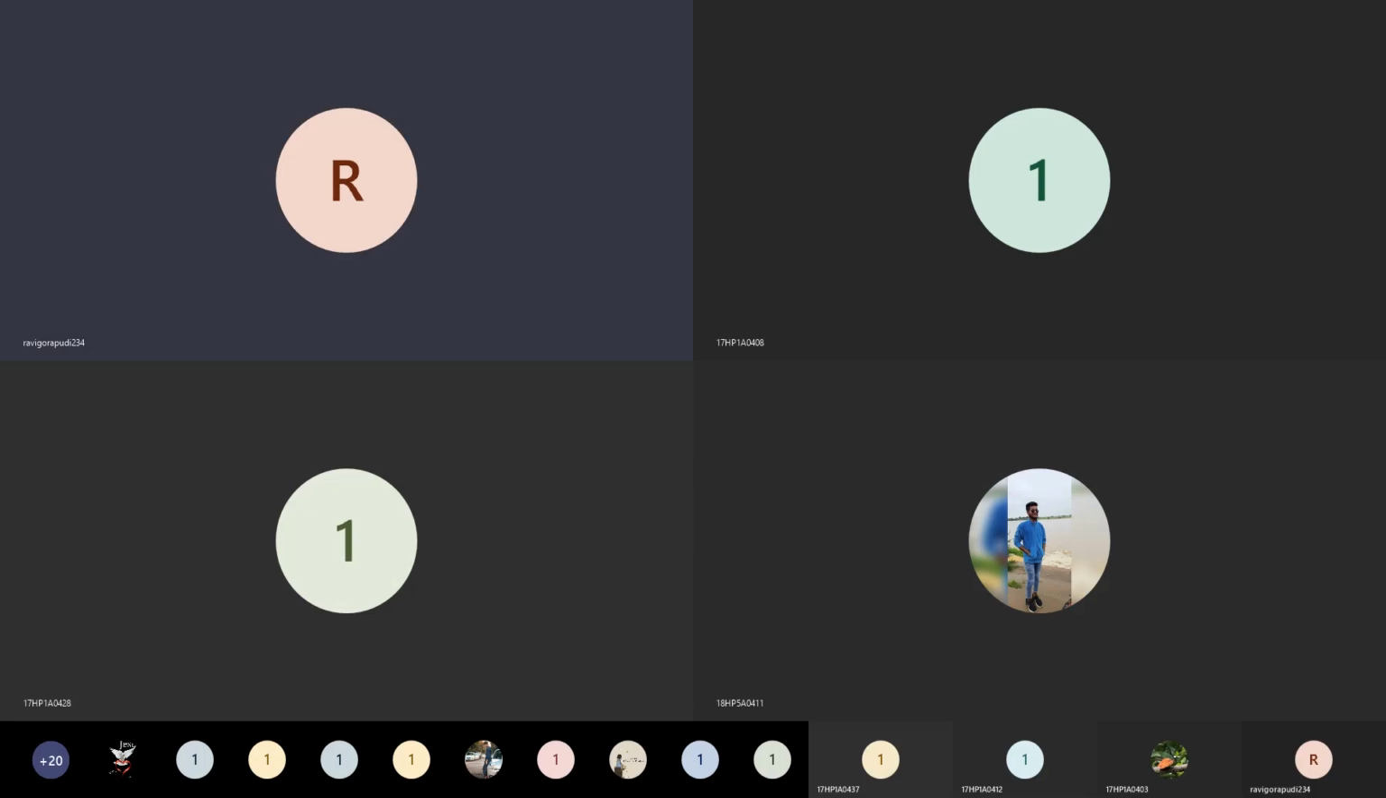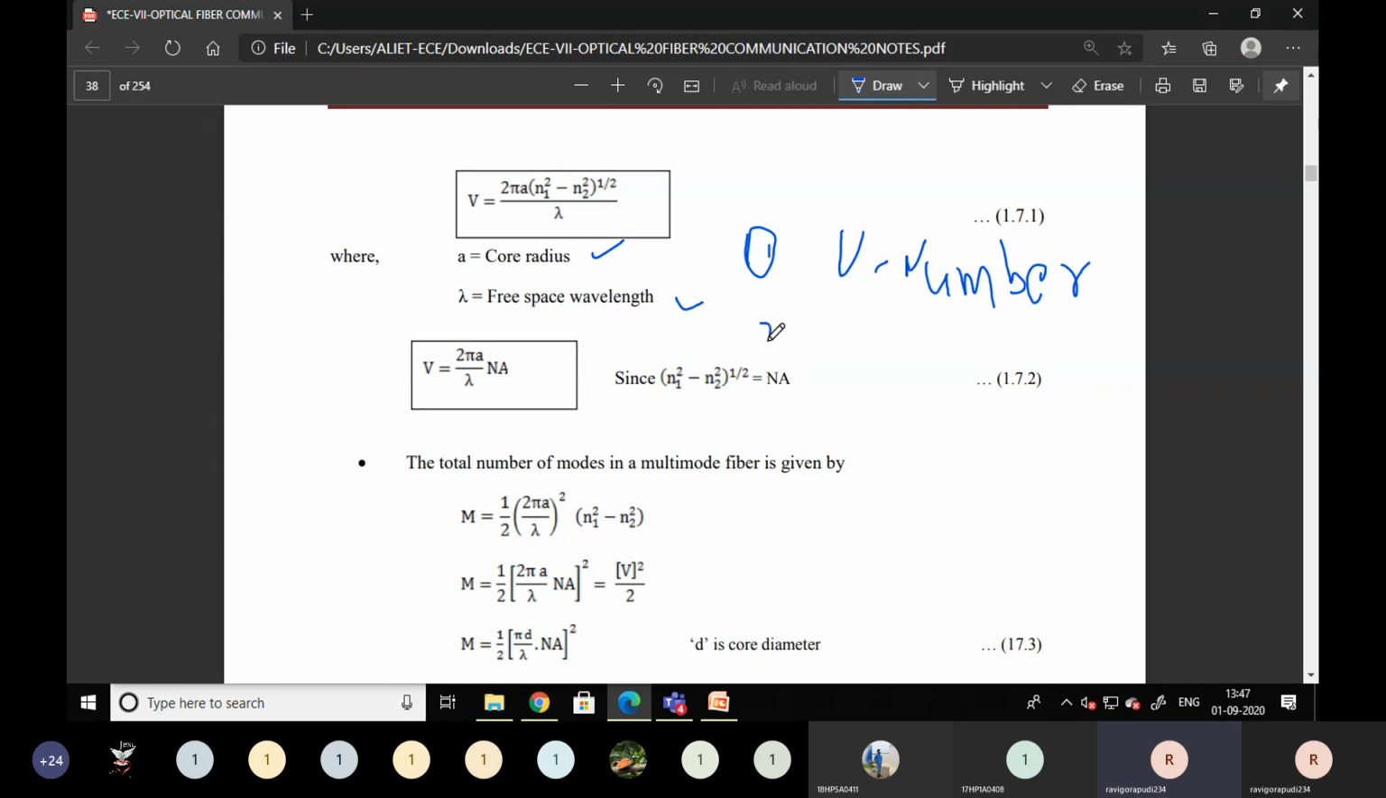Some problems based on parameters. The first parameter is V number, and the second parameter, which we already discussed, is cutoff wavelength, lambda c. In the same manner, the V number we calculated for step index fiber as well as for graded index fiber. The V number for step index and graded index fibers we discussed.